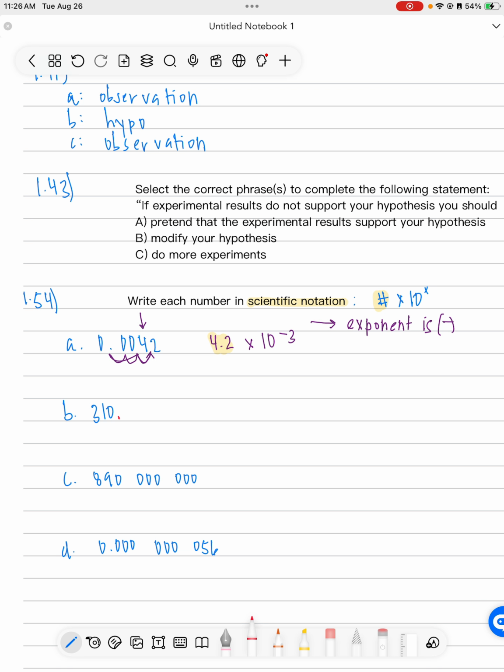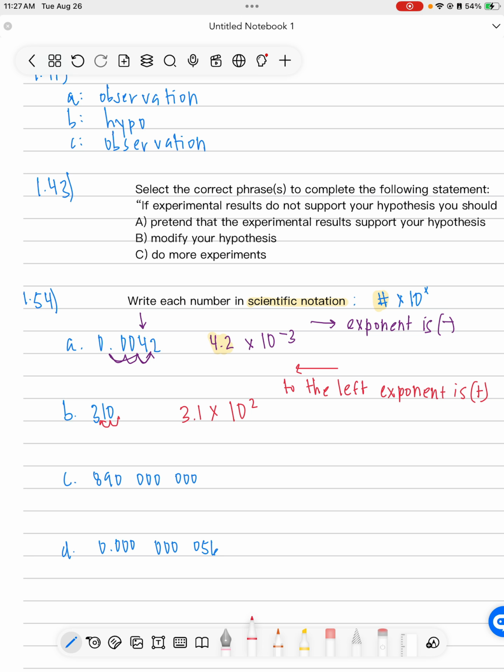So remember, when we go to the right, our exponent is negative. When we go to the left, it's going to be positive. So we go until there's one whole number before our decimal. So we're going to go 1, 2 to the left. And that gives us 3.1 times, how many times did we go to the left? We went 2 times. And remember, we went to the left, so to the left, exponent is positive.